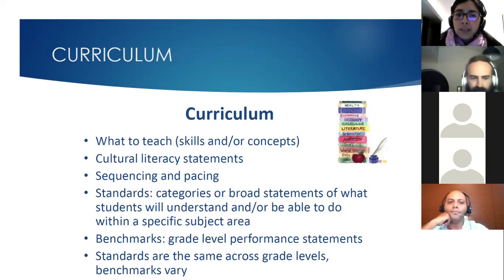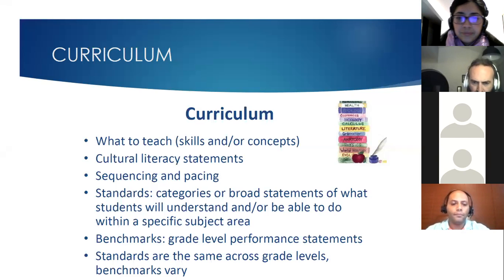Okay, very good. So here you have some characteristics of curriculum. First of all, we can summarize it as what we teach in relation to skills or concepts. It also takes into account cultural literacy statements, sequencing and pacing, standards and benchmarks. I would like to ask you if you know the difference between standards and benchmarks.